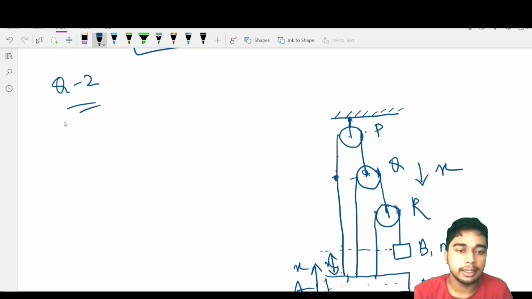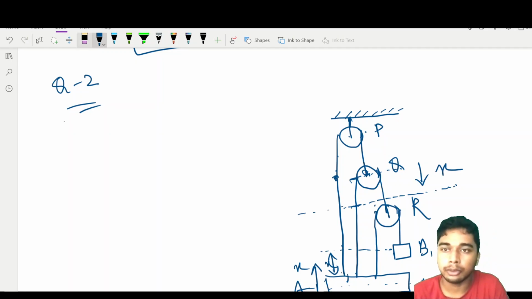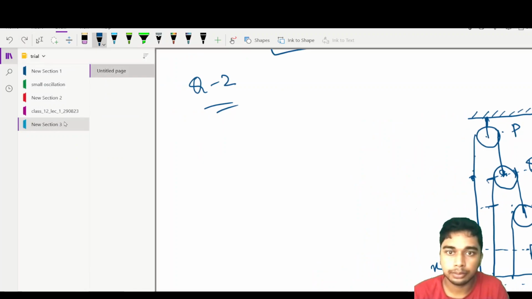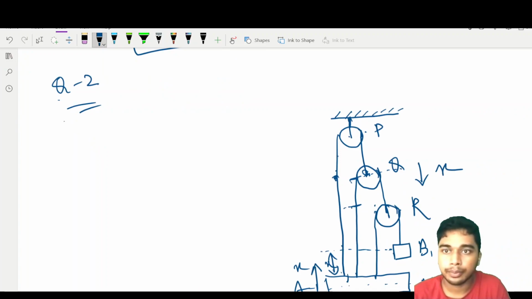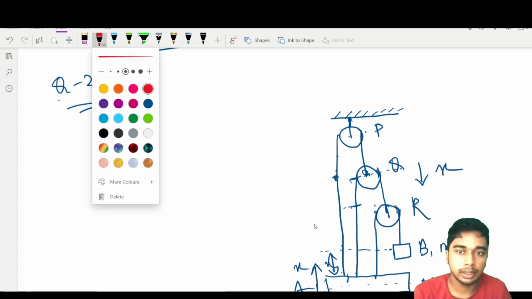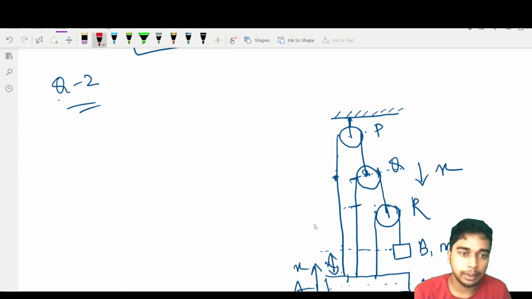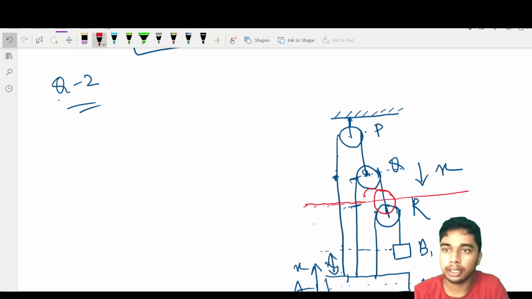So here I will say that the pulley is going down by distance x, and there is an additional thing, slack. For example, after the shift, the pulley Q comes to this position. So it has already traveled. Let me draw.